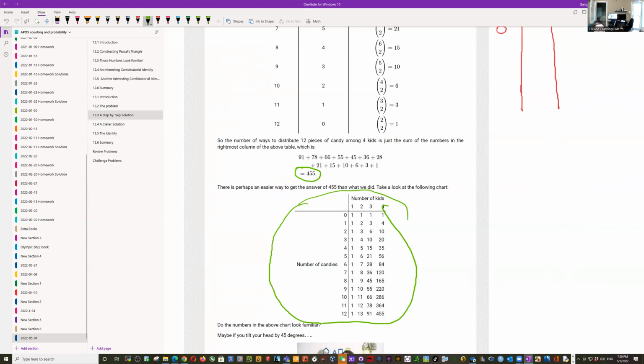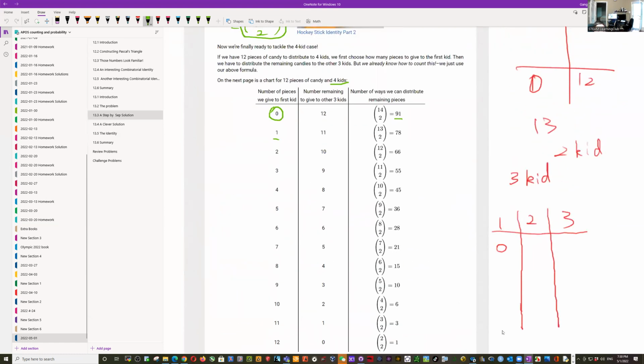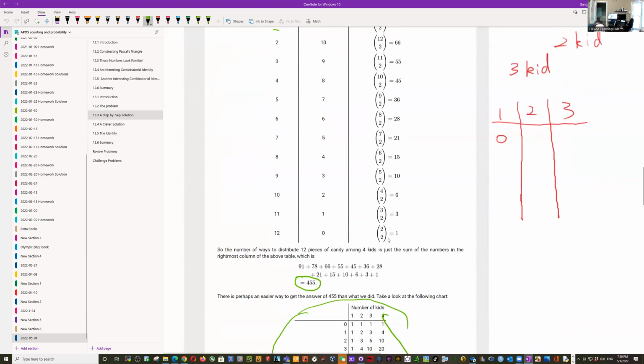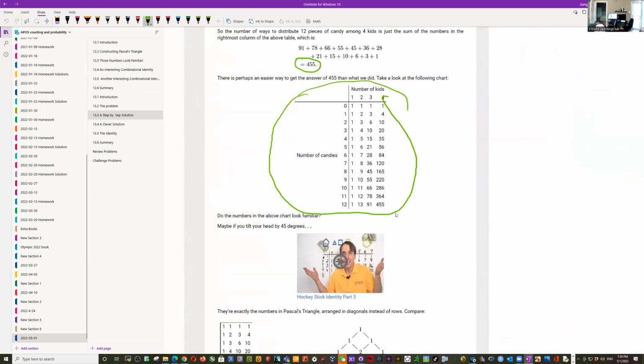And you have 3 kids and the number of candy is 0: one way because no one gets anything. 1 candy you get 3 ways because 1 candy could go to any of 3 kids. So if you go this way, it looks like this. Then here, if you have 4 kids, it follows this pattern, and because this is n plus 2 choose 2, we just fill in the blanks.